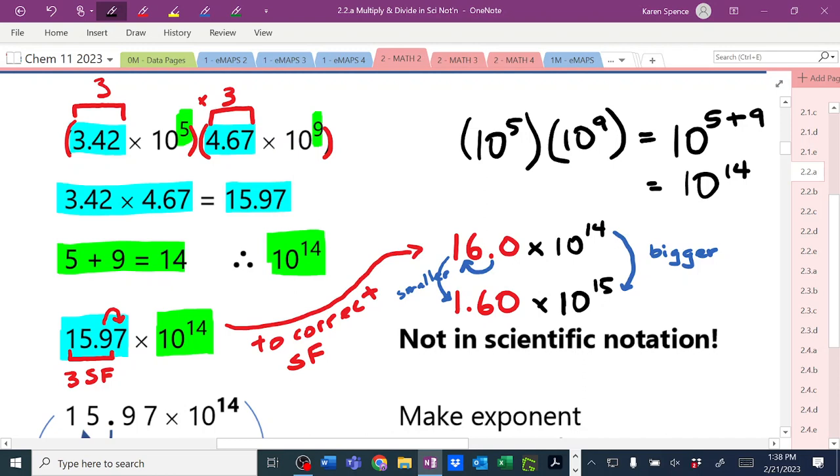And that part right there, going from 16 times 10 to the 14 into 1.60 times 10 to the 15, that is something that you could see on your test tomorrow, because that was part of our last unit. Not the multiplication, but just that last step of taking something that's not in scientific notation and turning it into scientific notation.